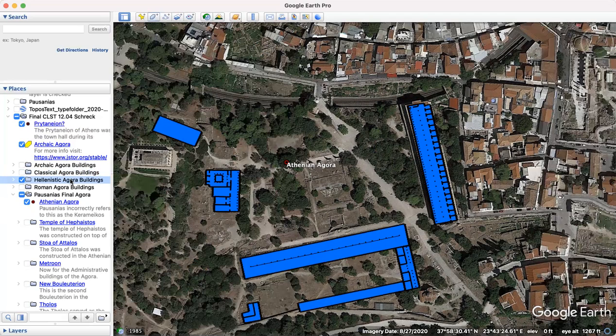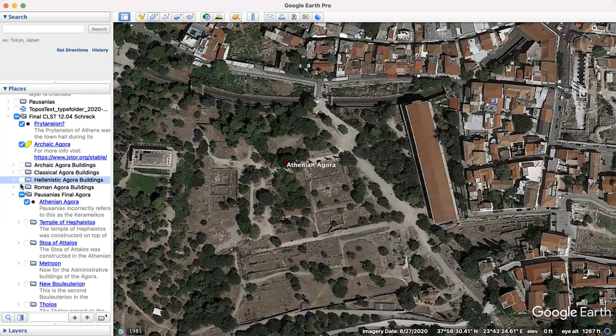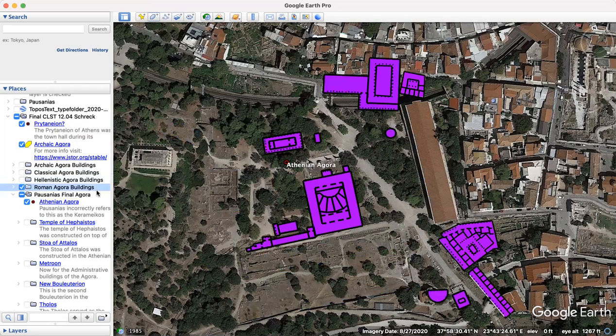These buildings highlighted in blue are from the Hellenistic era. The Hellenistic era lasted from 323 BC all the way up until 30 BC, when the Romans conquered Greece. And the Roman buildings are shown here in purple. And these buildings were, like I said, built from 30 BC up until about, I'm going to say, 150 AD, which is when Pausanias would have been traveling through the area and would have detailed his travels.